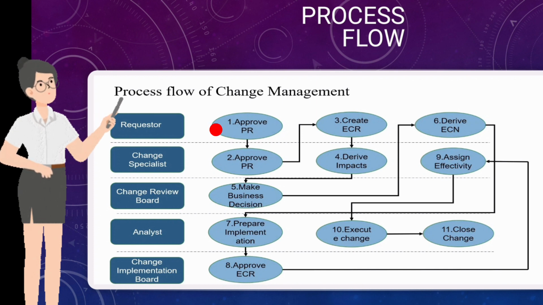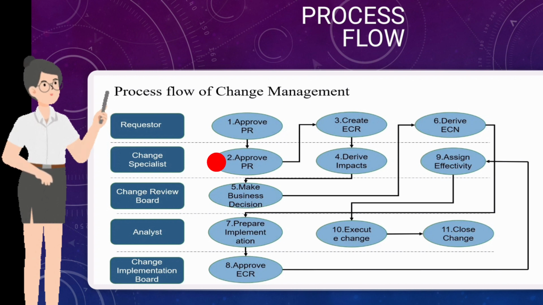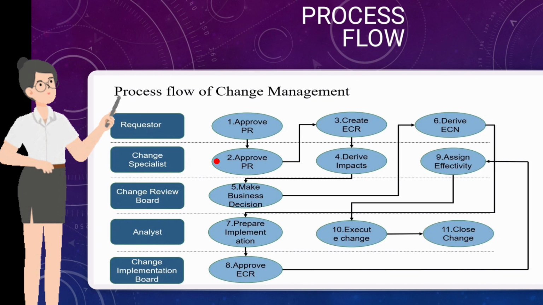Step 1. The change request is initiated by the requester who identifies the need for a change and submits a request for it. Step 2. The change specialist reviews the request and approves it or rejects it. The change specialist evaluates the request and determines if it is valid or not. If it is valid, the specialist approves it and proceeds to the next step. Otherwise, they reject it and provide feedback to the requester.